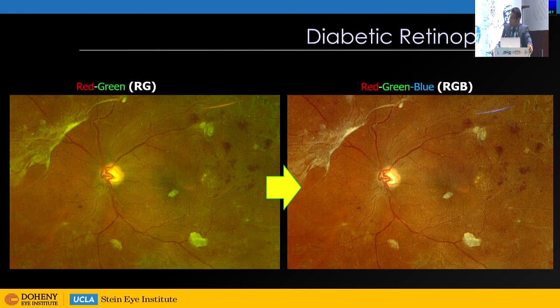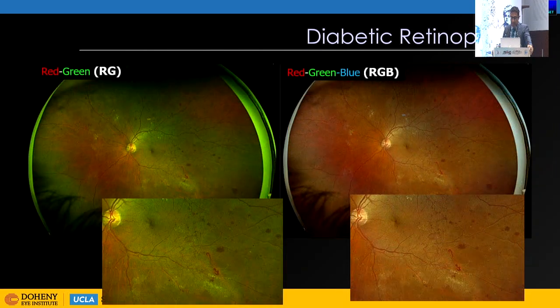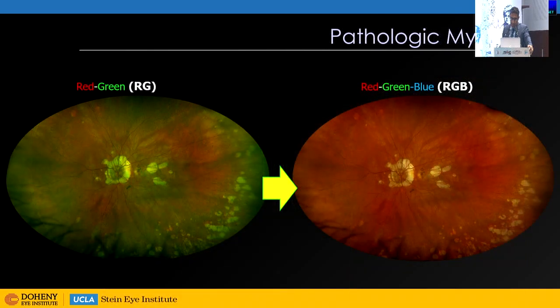Like white looks white, which I think is again very helpful for being able to reflect exactly what we see in the patient's eye is reflected now in the image that we obtain. So I do think that there is significant value of adding the blue to the ultra-wide field platform.